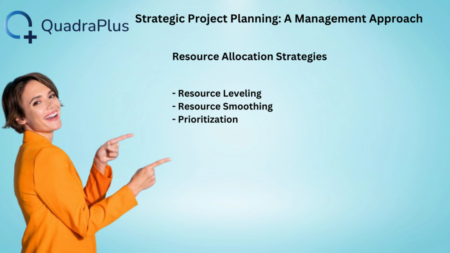2. Unbalanced workload distribution. Issue: some team members are overloaded while others are underutilized. Solution: use resource smoothing to optimize workload across the team. 3. Unexpected resource shortages. Issue: a key team member is unavailable or a critical material is out of stock. Solution: maintain contingency resources and have backup plans. 4. Inflexible resource plans. Issue: resource allocation plans do not adapt to project changes. Solution: regularly review and adjust allocations based on project needs.